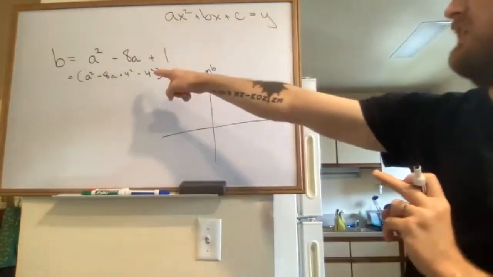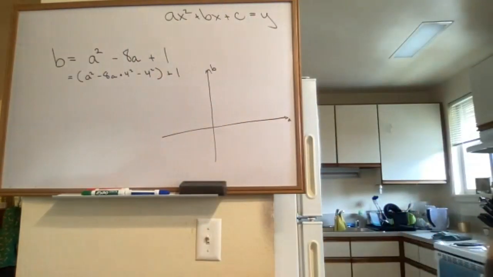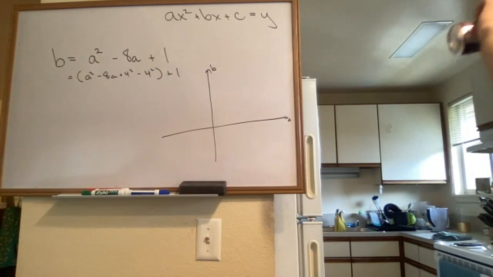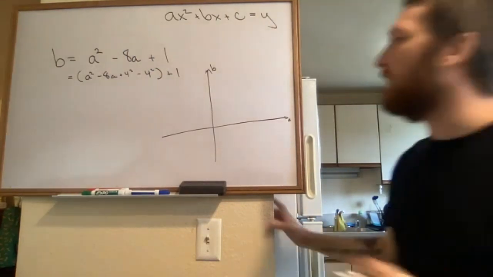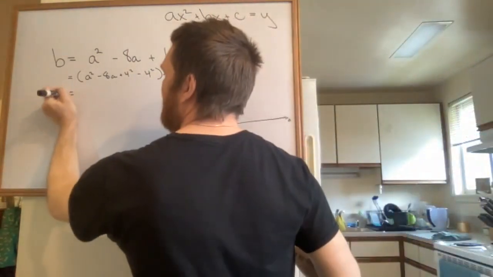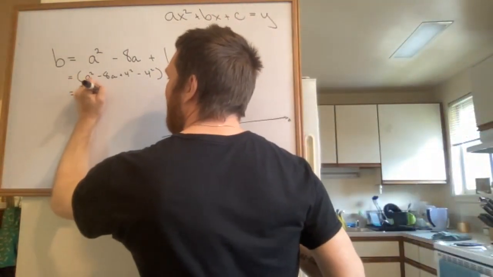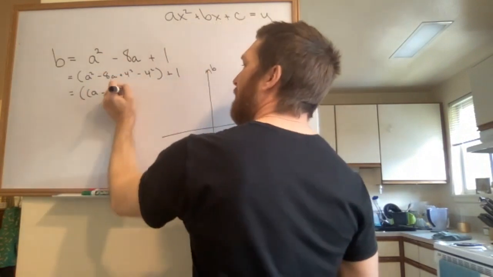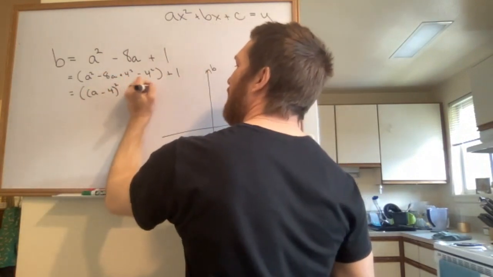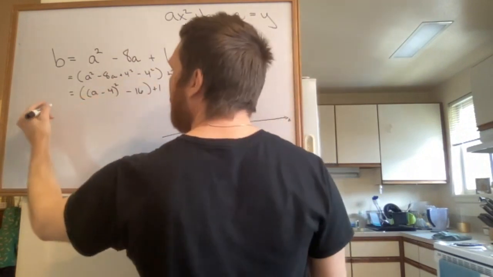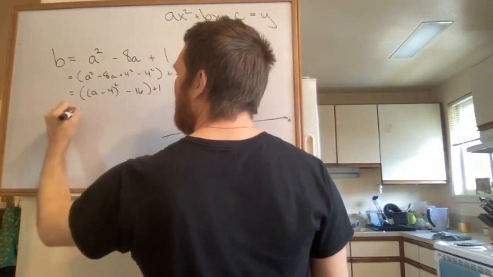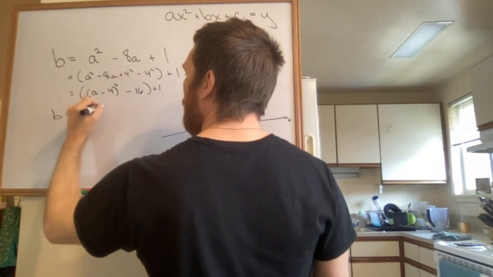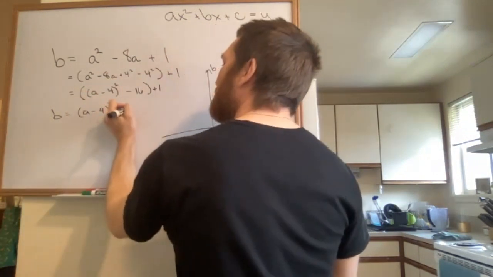Is that right? Check me on that. Am I completing the square correctly on this? It looks right to me. Right? Okay, so I'm going to say that's the same thing as a minus 4 squared minus 16 is 1. And so altogether now we get that b is equal to (a minus 4) squared minus 15.